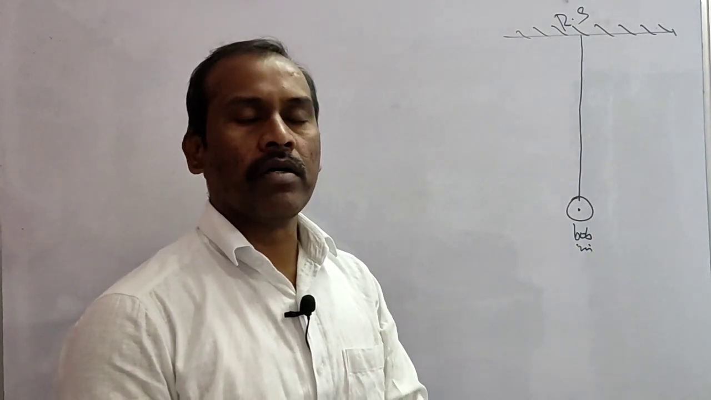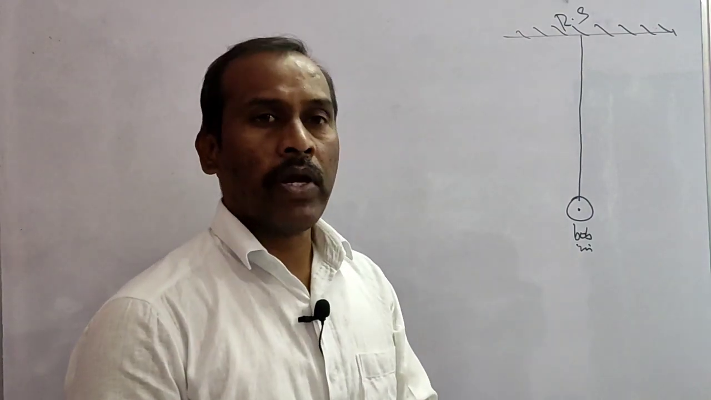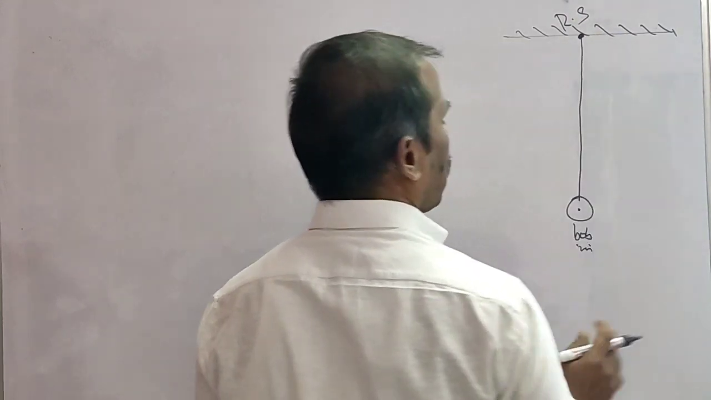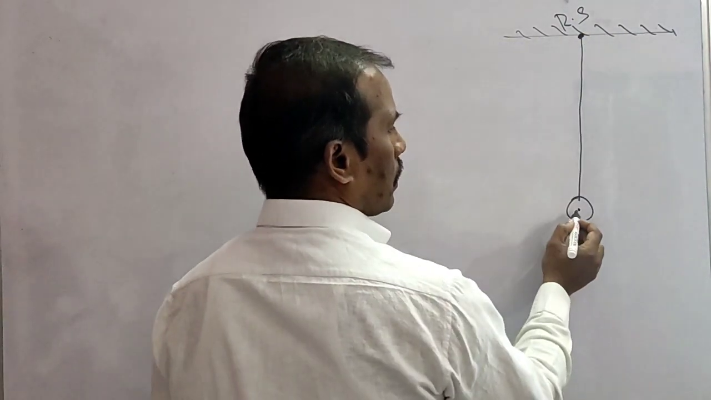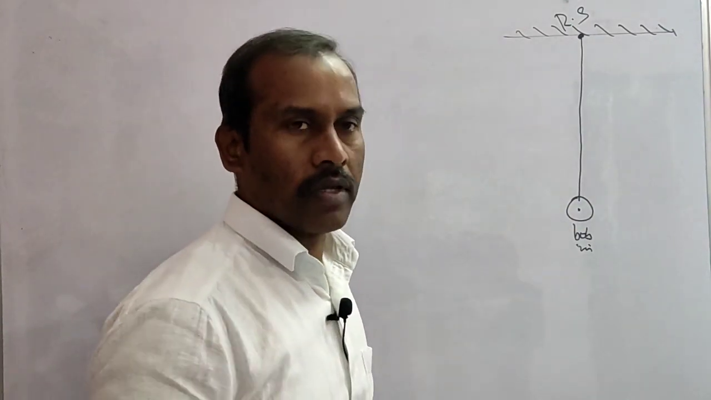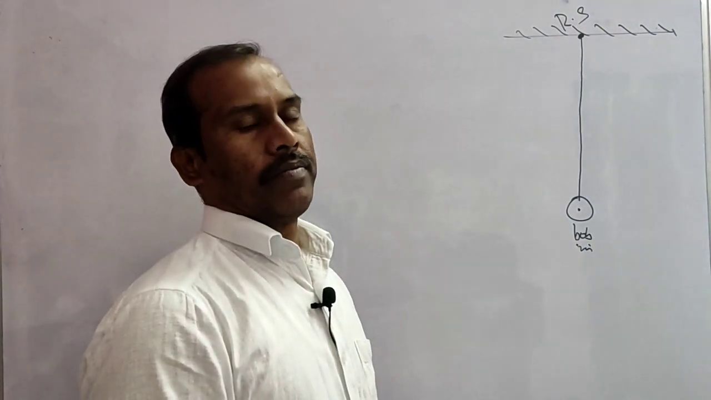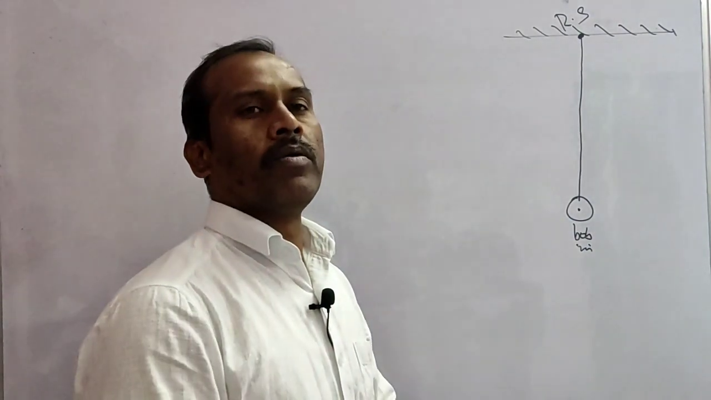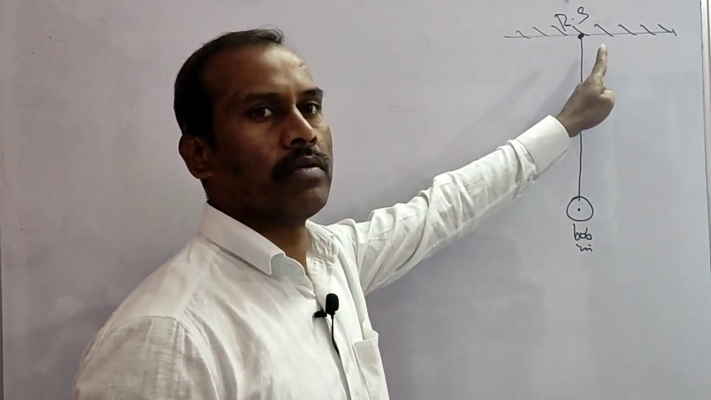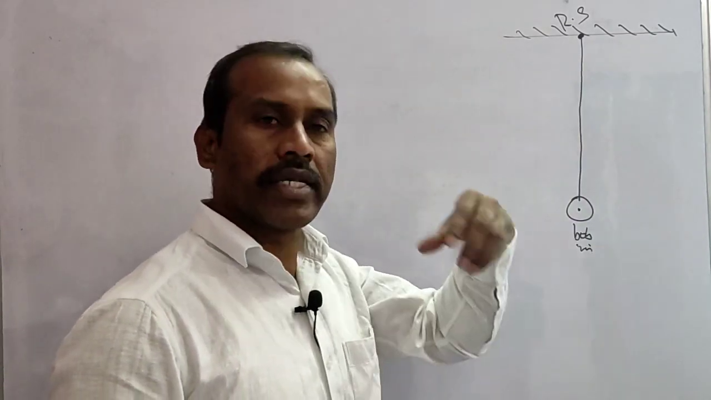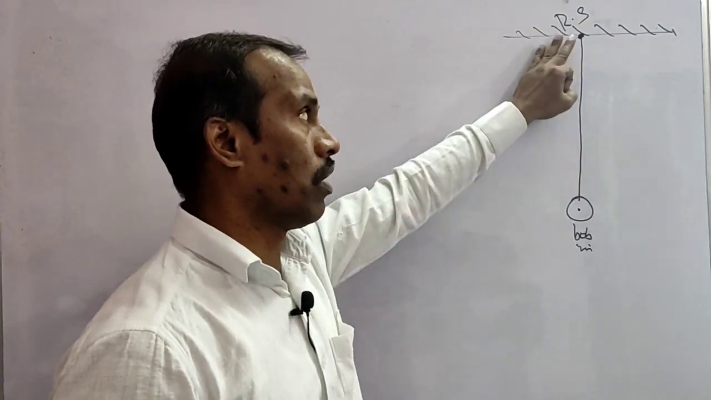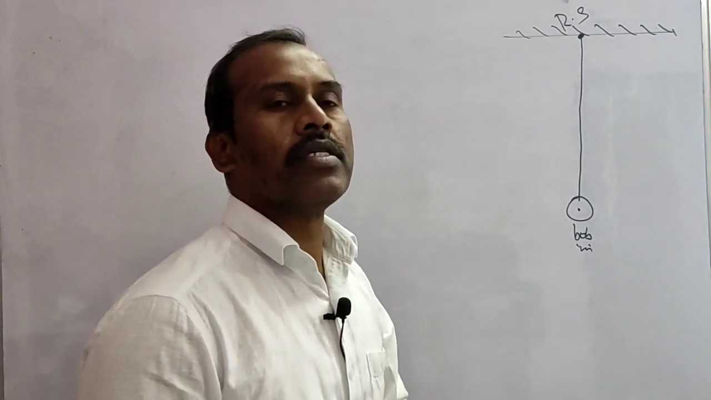Now, length of the pendulum: this is the point of suspension. The distance between the point of suspension and the center of gravity of the bob is called the length of the pendulum. Simple pendulum statement: the spherical bob which is suspended by the rigid support by a thin, inextensible, massless thread is called a simple pendulum.